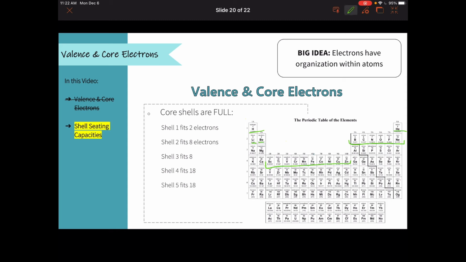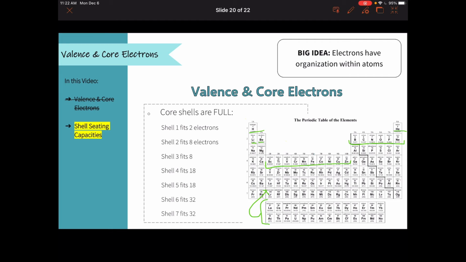For rows 6 and 7, I need to remember that my inner transition metals fit in between my beryllium family and my transition metals. And so I add in those 14 elements. Rows 6 and 7 on the periodic table each have 32 elements, and shells 6 and 7 each fit 32 electrons.